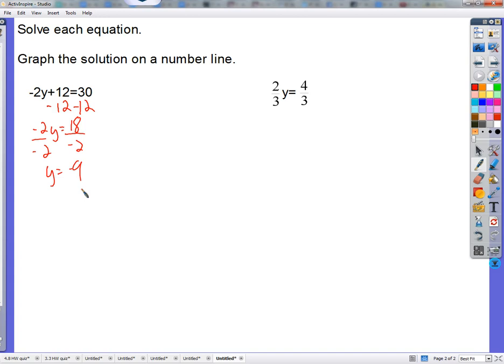Still struggling with this. Okay, so how do we cancel out this 2/3? Divide. Divide by 2/3. What does it mean to divide this side by 2/3? Multiply. Multiply by the reciprocal. So you get y equals 4/3 times 3/2. Write that as 12 over 6 or 2.